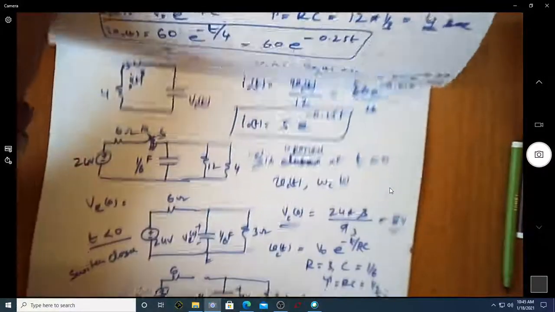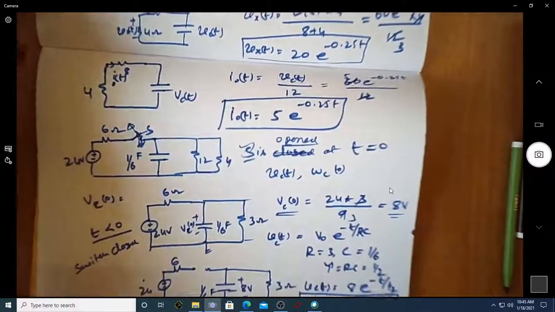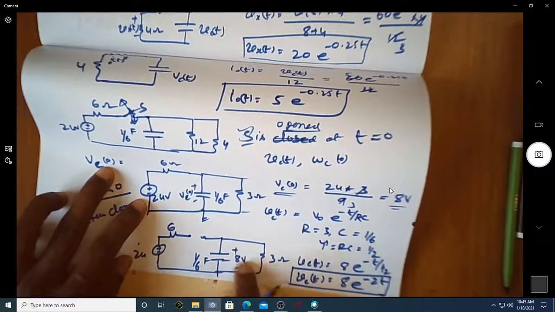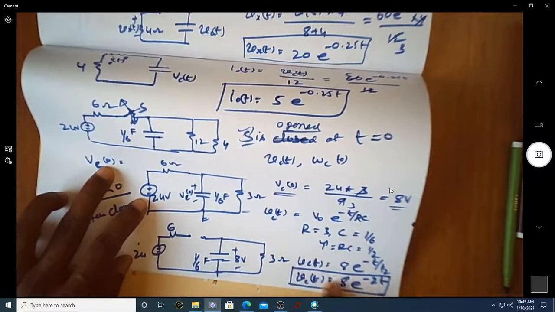Because when the switch becomes open, we end up with a capacitor with an initial voltage of 8 volt that will start dissipating across the resistor with this expression.